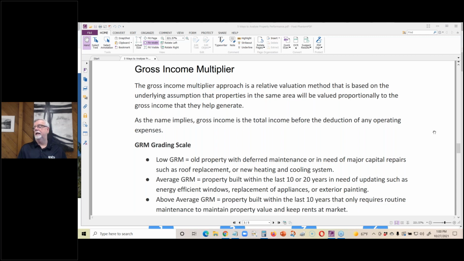We talked about 2,017,000. I forget why we ended up with 17. I think we built anyhow. So gross income times the gross income multiplier for that area equals the value. Right now, this is just a general assumption.